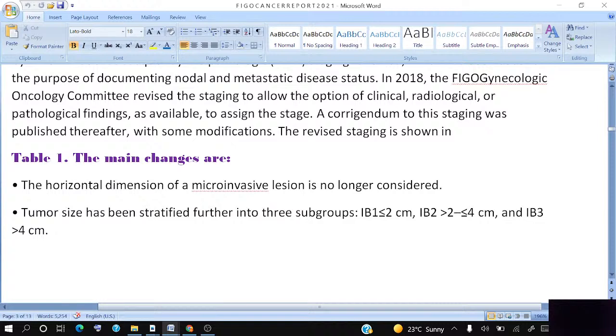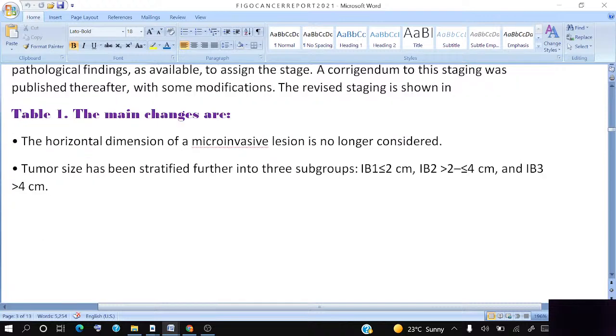They said the main change is that horizontal dimension as a microinvasive lesion is no longer considered. If we look at table 1, when the lesion spreads horizontally as a microinvasion, the horizontal dimension is no longer considered. Here the tumor size has been further stratified into 3 subgroups. So we divide stage 1B: 1B1 is less than 2 centimeters, 1B2 is more than 2 and less than 4, and 1B3 is more than 4. These are the staging subgroups.